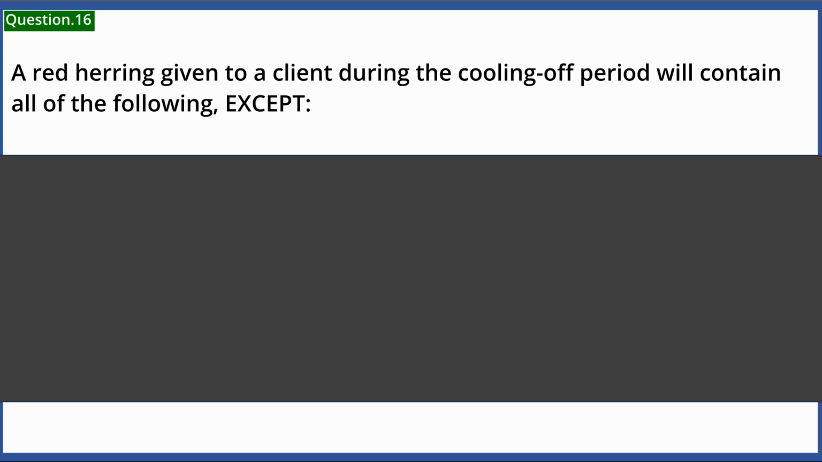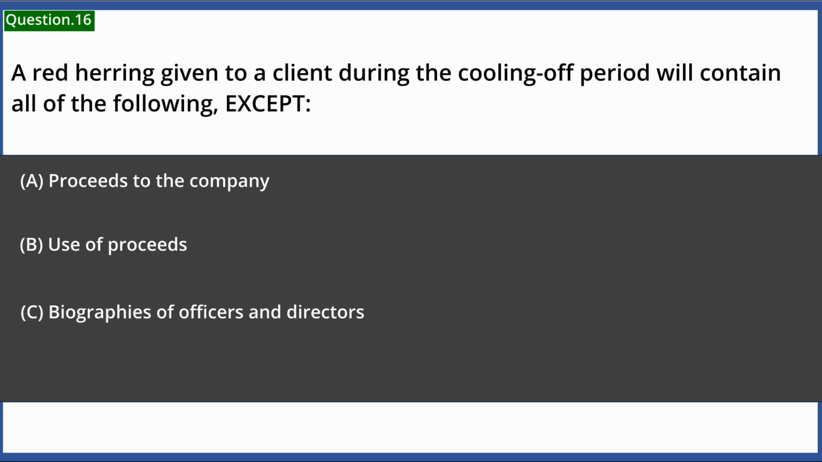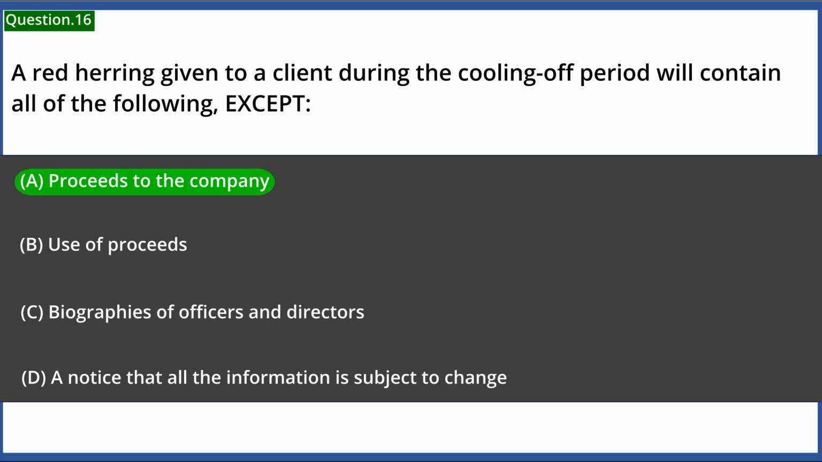A red herring given to a client during the cooling-off period will contain all of the following, except A. Proceeds to the company. B. Use of proceeds. C. Biographies of officers and directors. D. A notice that all the information is subject to change. Answer A. Proceeds to the company.